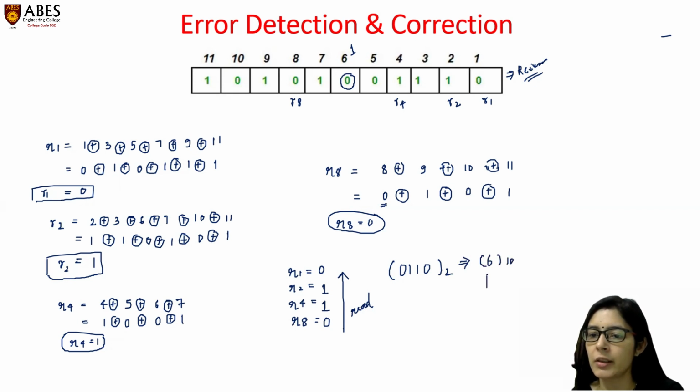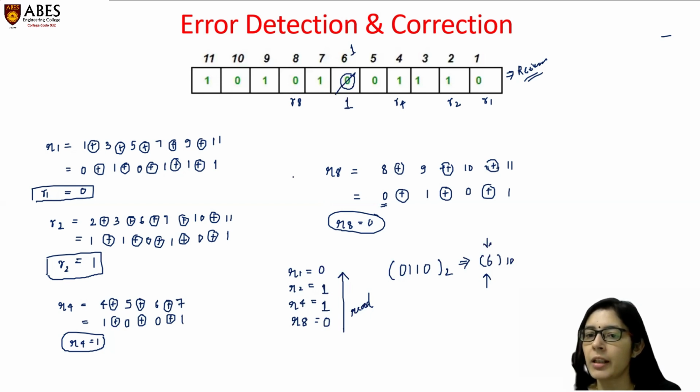So this is how a receiver will be able to detect and correct the error. The receiver has detected that the bit has been changed at location 6. So the receiver will simply change this bit value from 0 to 1. The receiver has detected the location of the bit where the change occurred during the transmission. So using the Hamming code error detection and correction method, we can detect the location of the bit as well.